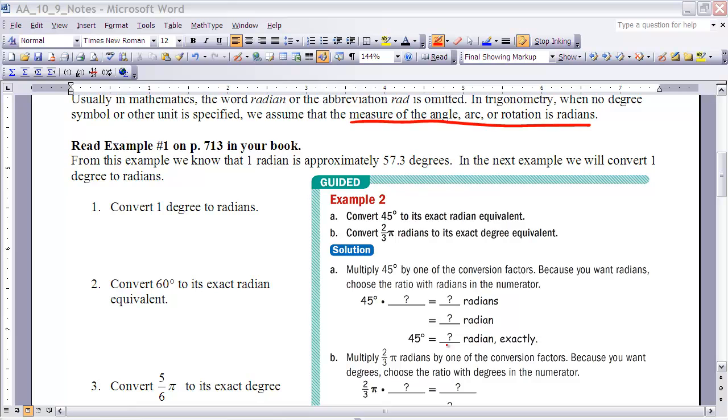All right, before you continue on with this video, you might want to just pause it for a little bit, reread example number 1 on page 713 in your book, because this next example kind of deals with the information from that example.